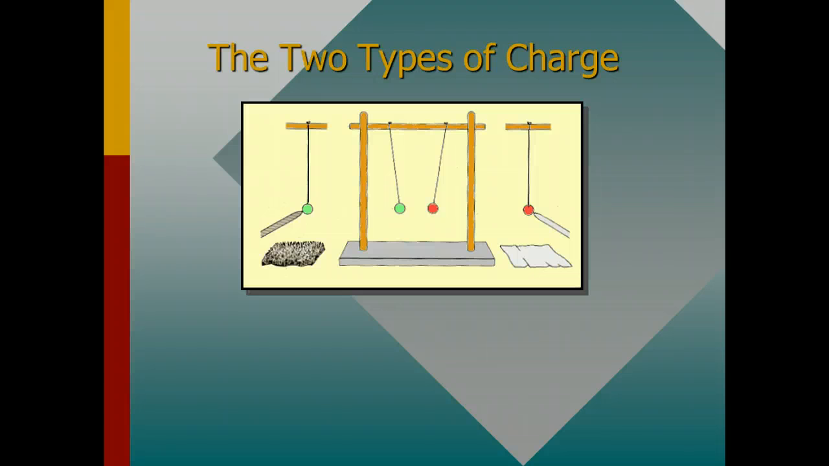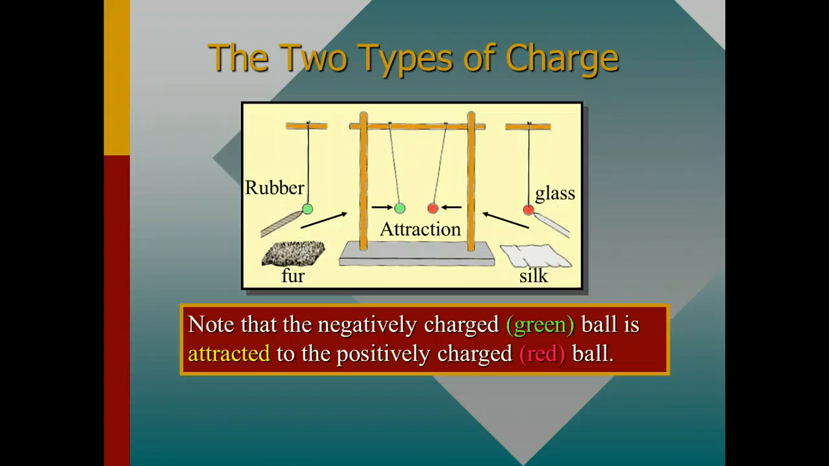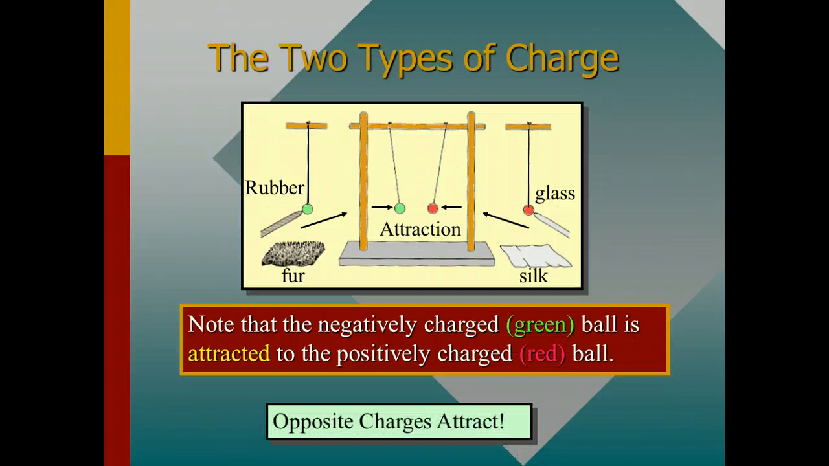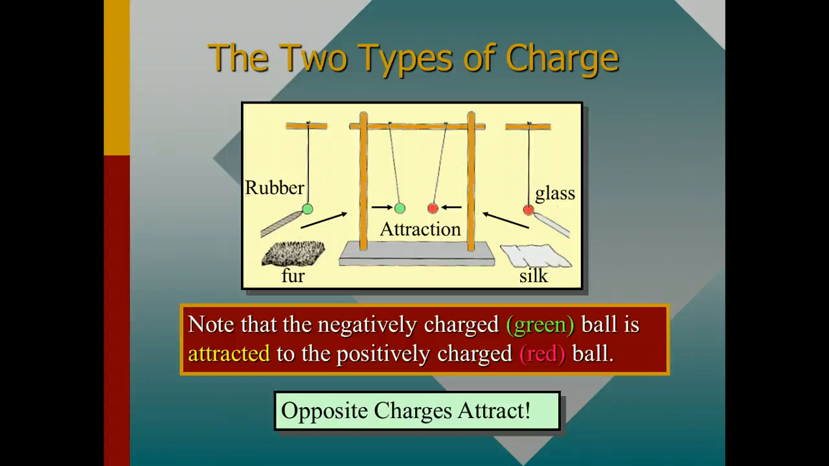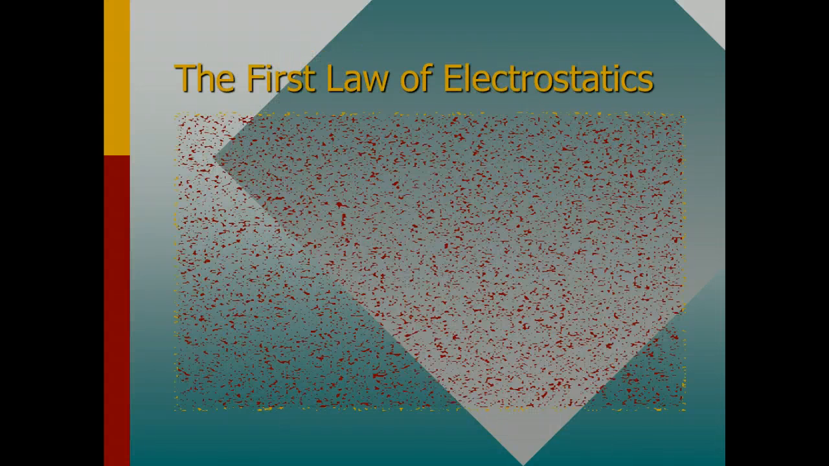If we were to then take each of those different rods, the glass rod and the rubber rod, and charge two different pith balls, one with the glass, one with the rubber, we would see that there would be a force of attraction. The negatively charged green ball is attracted to the positively charged red ball, and so we have this idea that we have seen before of opposite charges attracting.